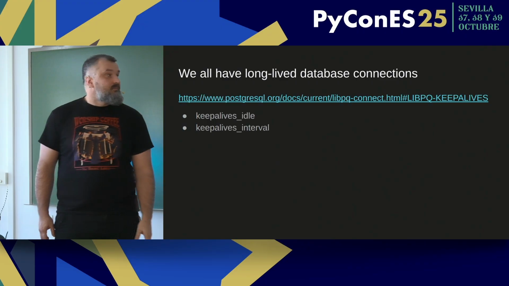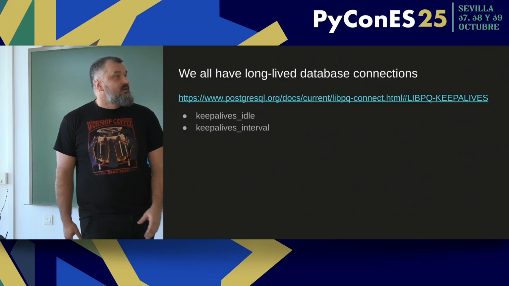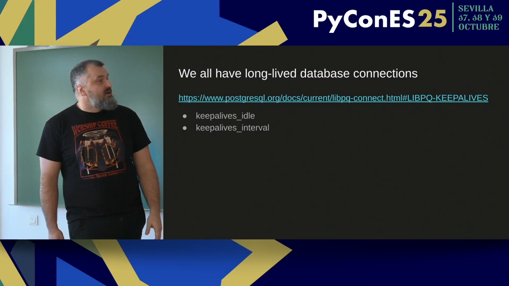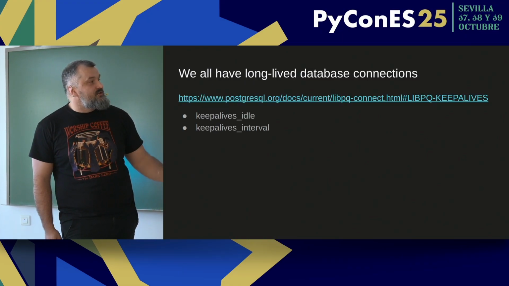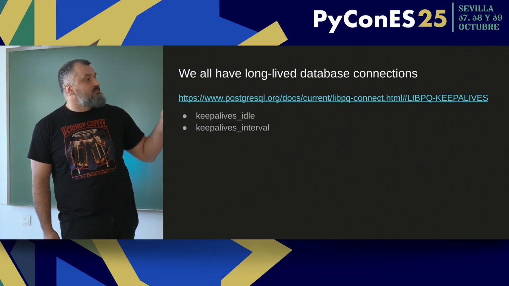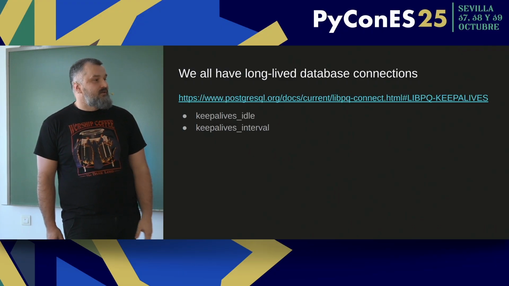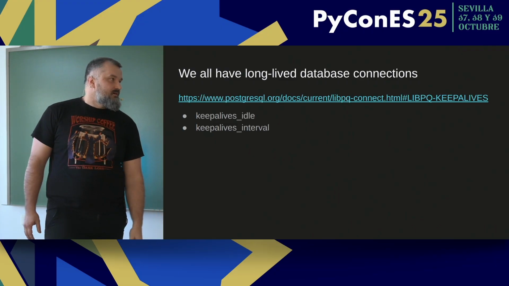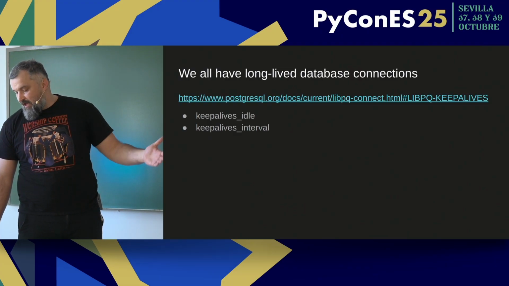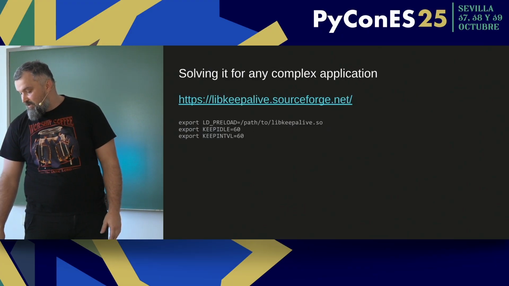However, all of us have long-lived TCP connections, and those are database connections. And luckily, Postgres supports the keep alive, idle, and interval parameters, where you can override the Linux default values and have a better result. So you can have your database connection stable.